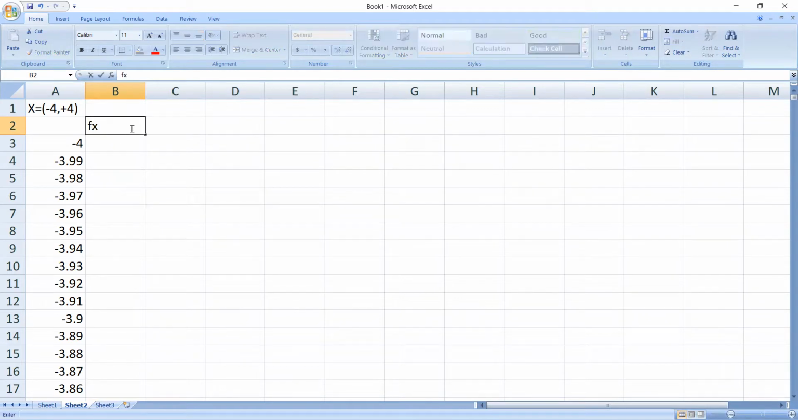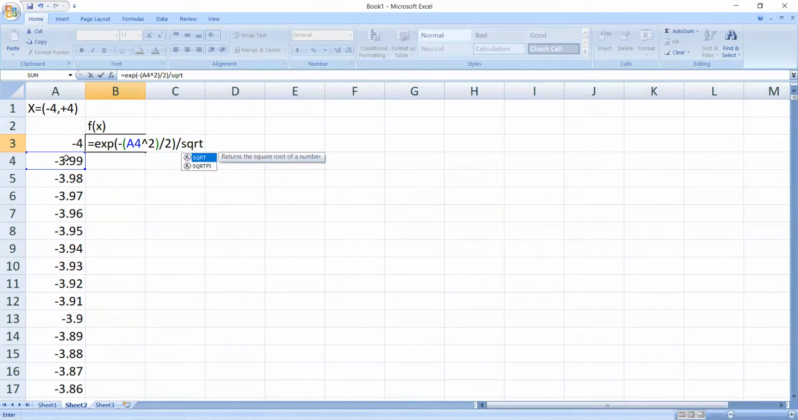Now I define this f of x. It is 1 by square root of 2 pi into e power minus x square by 2. I'll use the built-in function exponential to the power of minus x square. I need not worry about these things. I'm just generating the graph of the normal distribution, divided by square root of 2 pi.